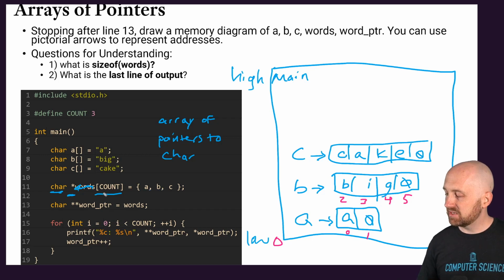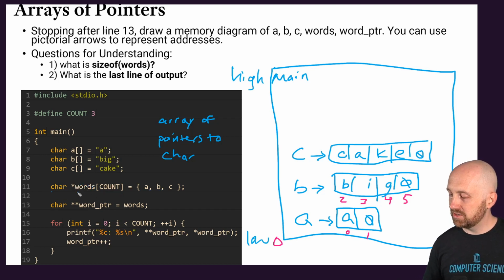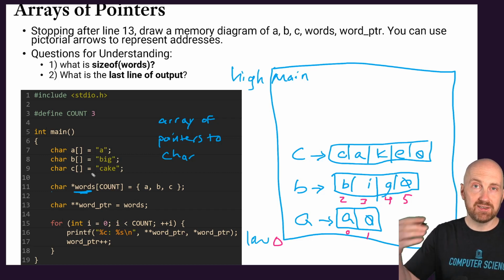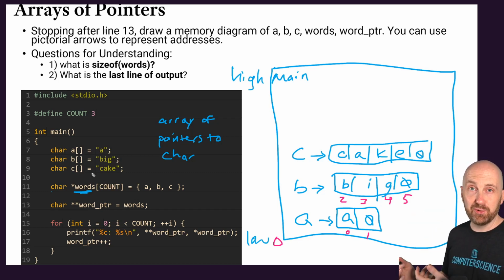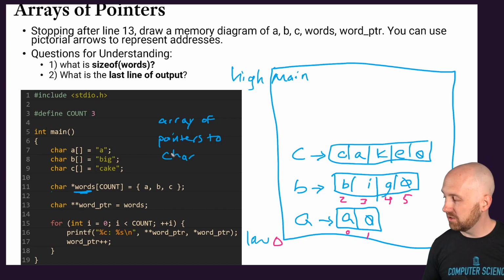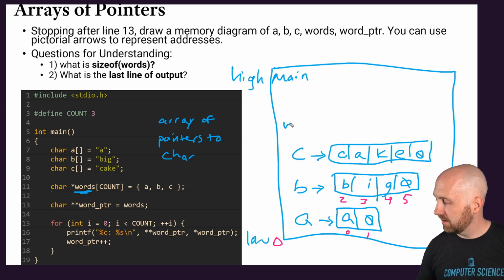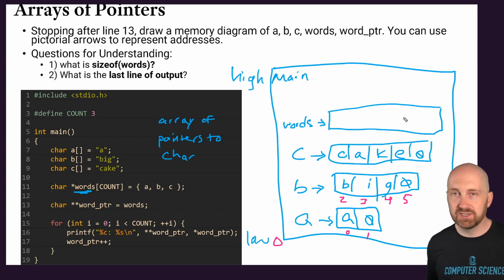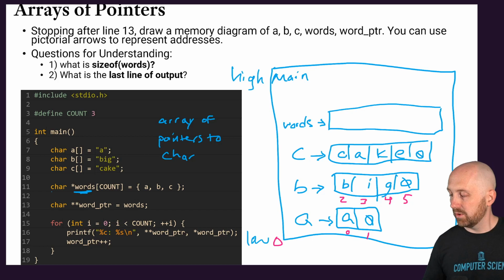But this gives us some insight into what this words array actually is. Notice in these earlier declarations, we'd read this as an array of characters. And this is not that. This is an array of pointers to characters. So we're going to have an array of pointers. And that's what this words array is going to be. So words is going to be an array of pointers. And I might make these a little bit larger to give myself space, because each of these pointers is going to store an address.